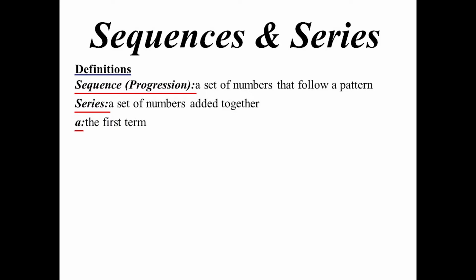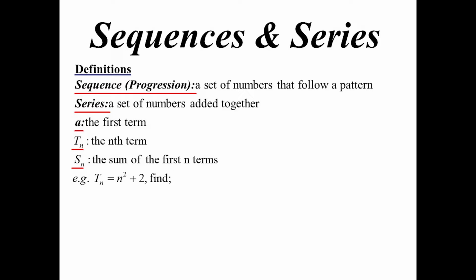A, we creatively use as the first term. But otherwise we usually say term n is whichever term, the nth term. Sn is the series. So what do they all add to? What is the sum of those n terms?